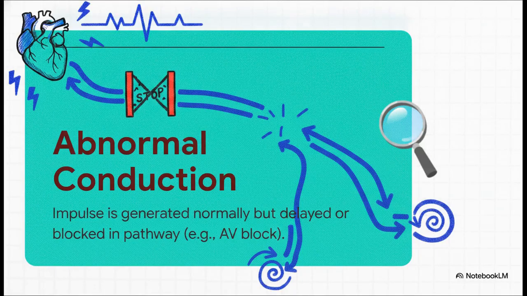The second glitch is abnormal impulse conduction. In this scenario, the SA node, our master generator, is actually working perfectly fine. It fires normally, but the wiring itself is faulty. The impulse hits a roadblock along the pathway. It might get delayed or completely blocked in the AV node, which we call an AV block. Or it might just get stuck in the bundle branches. Because the signal can't travel correctly, the ventricles receive an abnormal signal, leading to an irregular, uncoordinated heartbeat.